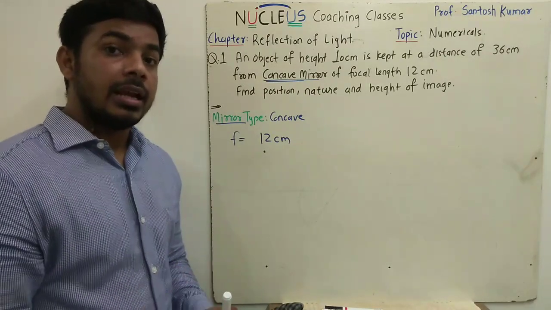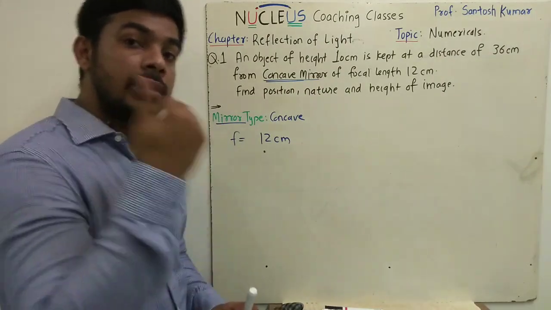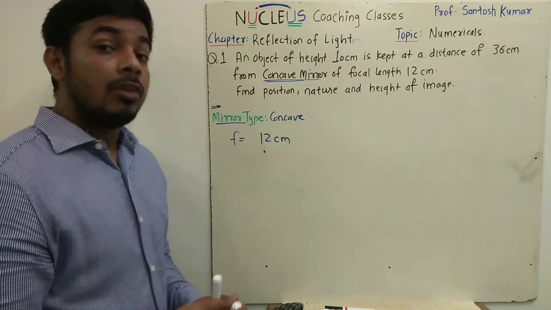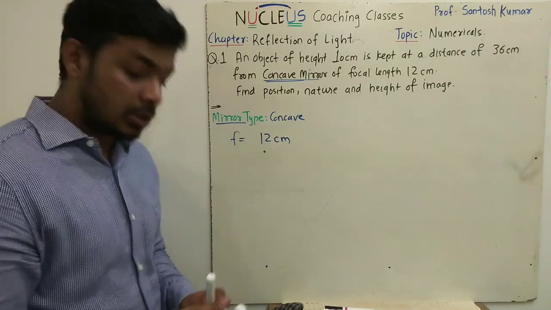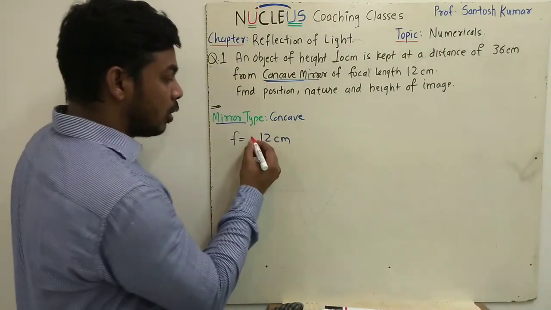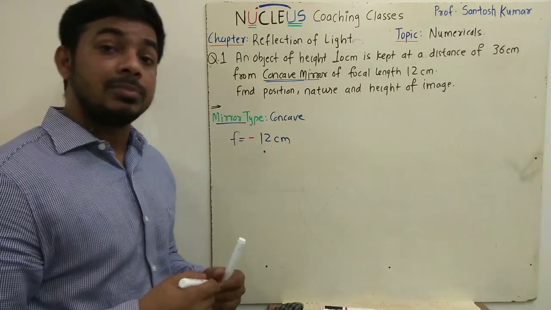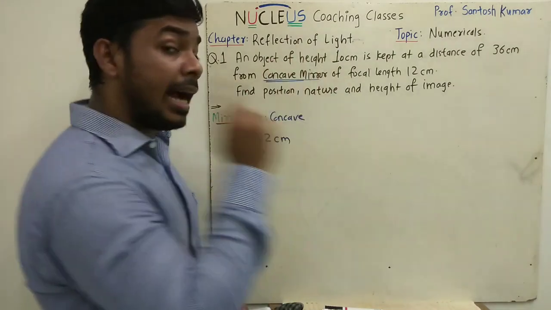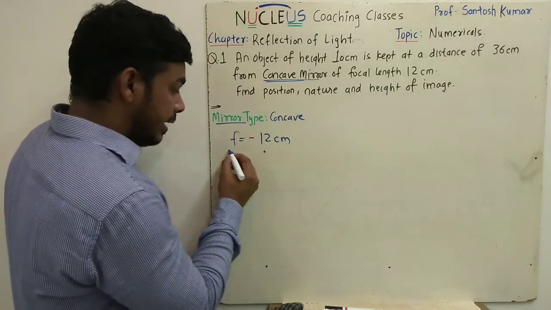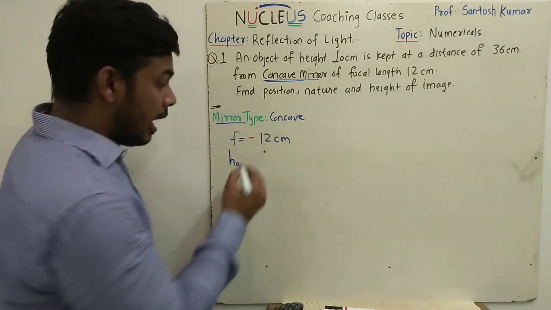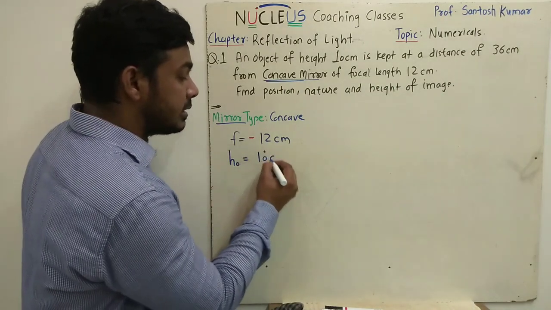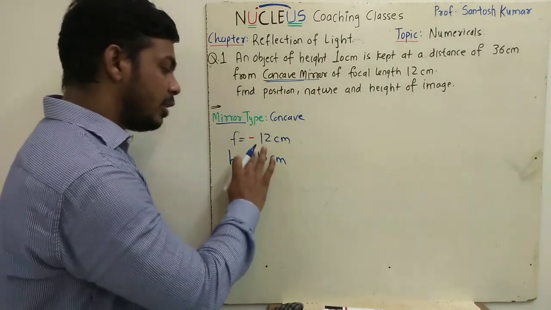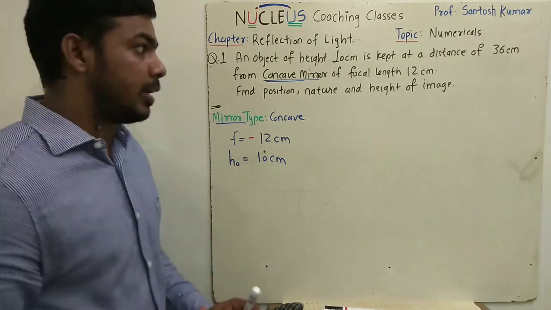And in the sign convention we have already studied that for concave mirror f is taken as negative, for convex mirror f is taken as positive. So here for concave mirror focal length is taken as minus 12 centimeter. Now the height of the object is denoted by letter h naught. Height of the object is taken as 10 centimeter and is always taken as positive. Even if we don't specify positive, it will be okay.